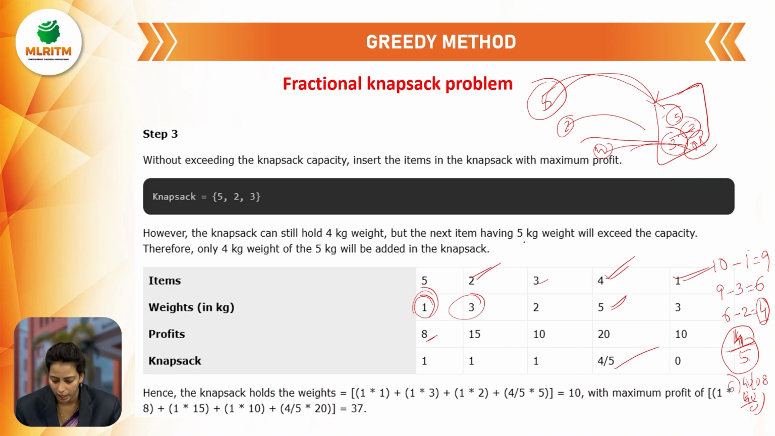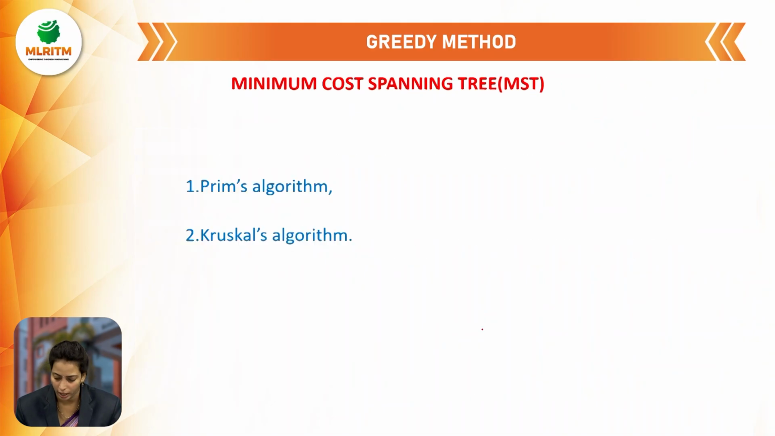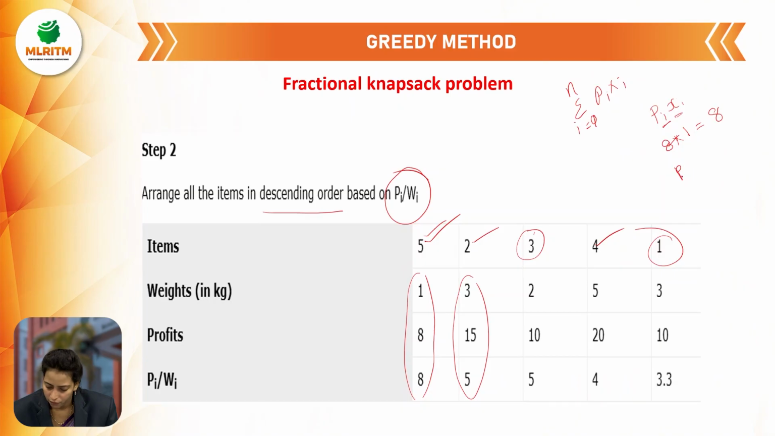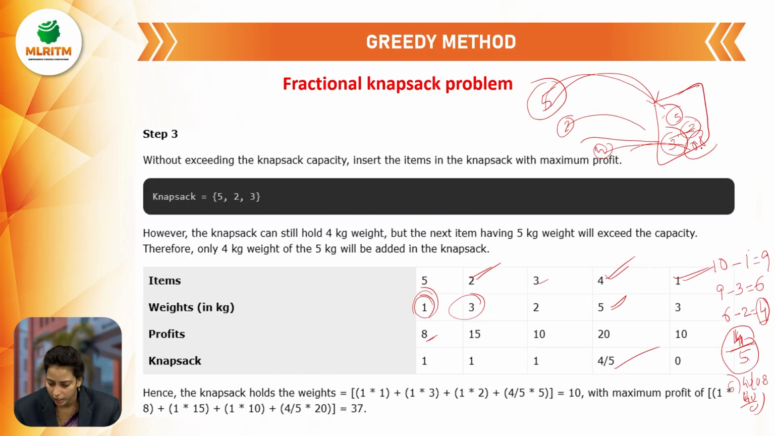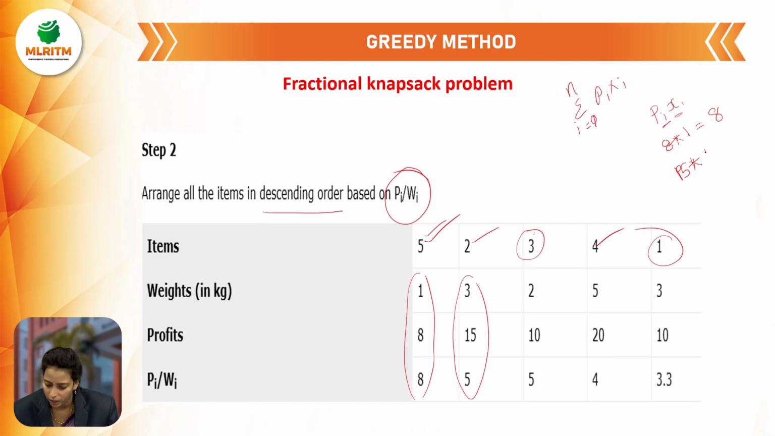Second item. Second item profit is 15, right? So 15 into 1. The second item is fully added into the knapsack. Yes or no? Yes, it is fully added into the knapsack. So we consider 1. 15 into 1 equals 15.